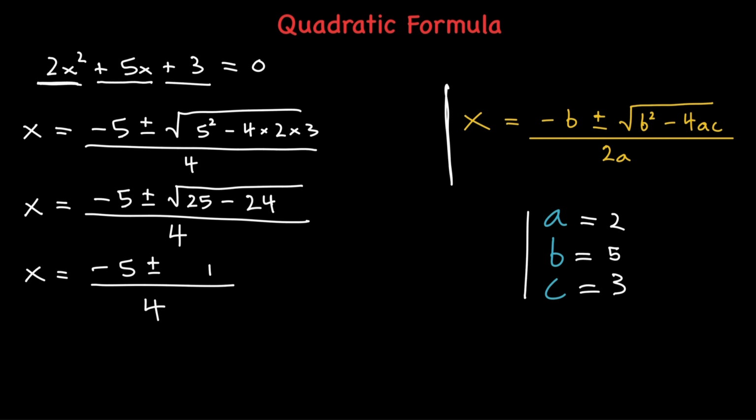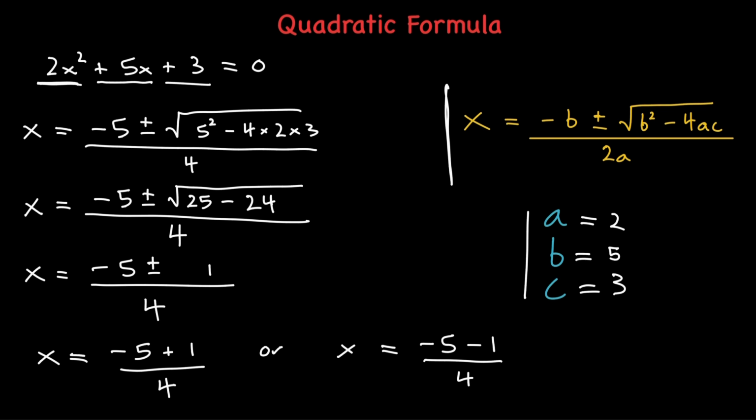And so from here, can we simplify this any further? Is there any number that we can divide minus 5, 1, and 4 by? And there isn't. So that means now that we've simplified it as much as we can, we write our two solutions for x. So the first solution, x equals minus 5 plus 1 on 4, or x equals minus 5 minus 1 on 4.